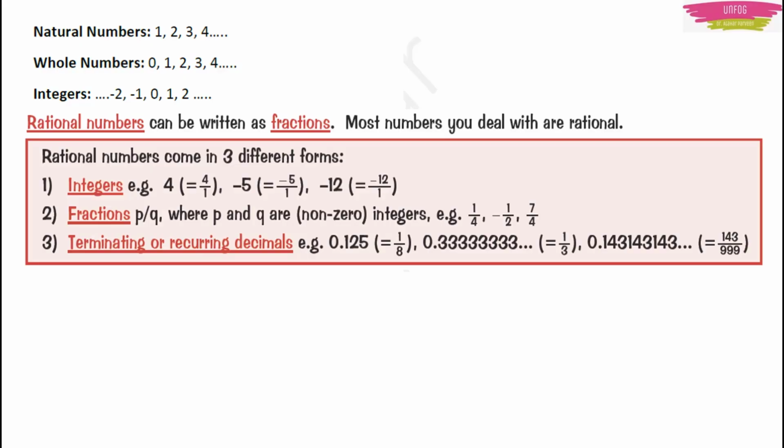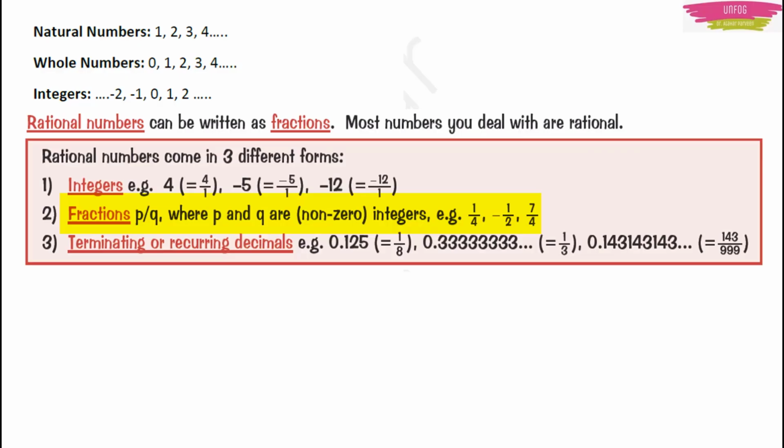Now one more very important type of numbers is rational numbers. When you talk about rational numbers, you are always talking about fractions. Most numbers you deal with are rational numbers. We told you about integers, right? Integers can be negative numbers, they can be positive numbers, even 0 is an integer. But in rational numbers, you write any number in the form of a fraction, right?